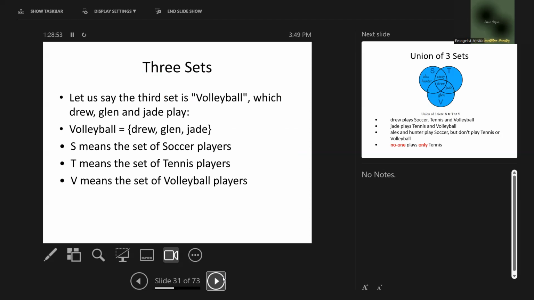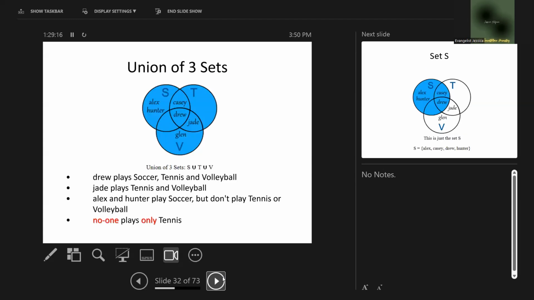Let's say, for example, there's a third set, which is volleyball, which Drew, Glenn, and Jade play in. So we have a set volleyball with Drew, Glenn, and Jade as its members. S is for soccer players, T for tennis players, and V for volleyball players. So the Venn diagram would be something like this. You have these three circles, soccer, tennis, and volleyball. For example, you look at Drew here. Drew plays all three, soccer, tennis, and volleyball.